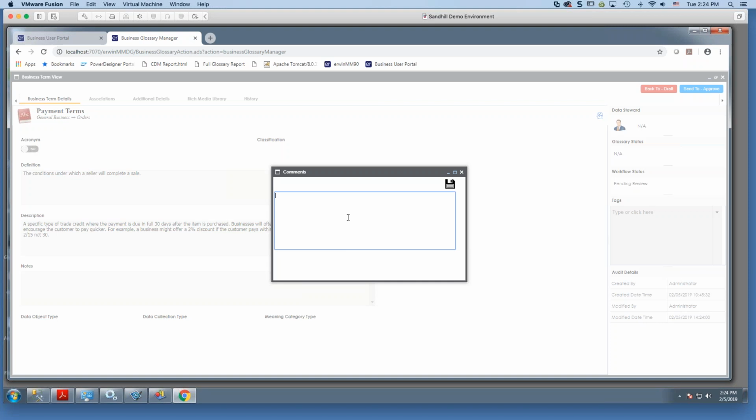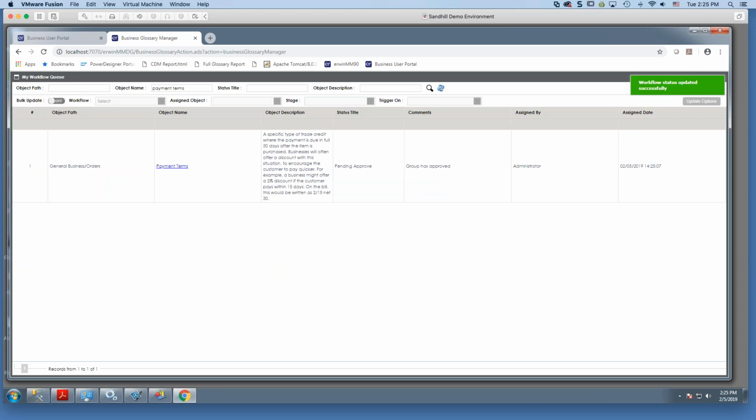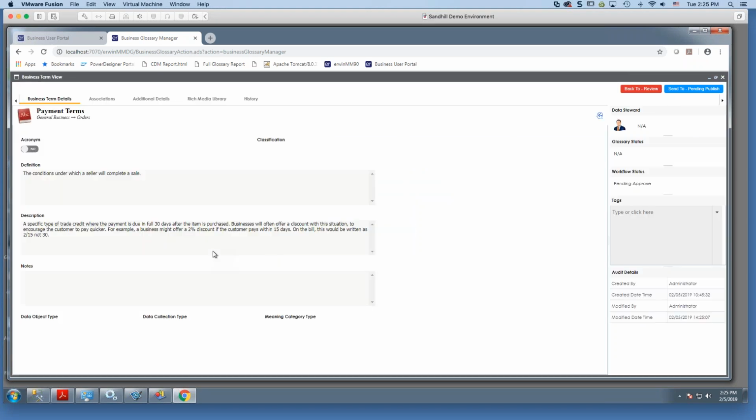And I can say group has approved. So that's going to move it into this process here, and the workflow has been updated successfully. And again, I can click on this thing and it's send to pending publish, or go all the way back to review. Now let's take a look at this area over here where we have data steward, data glossary status.